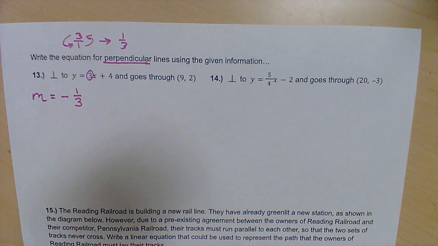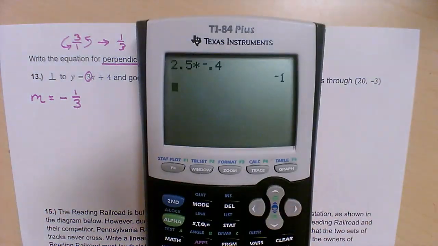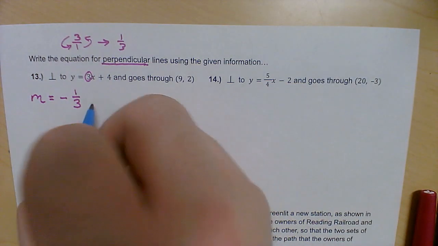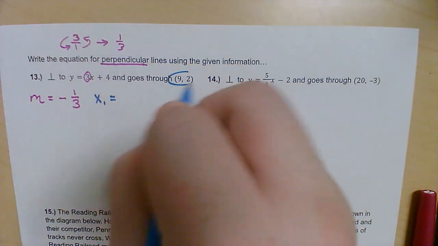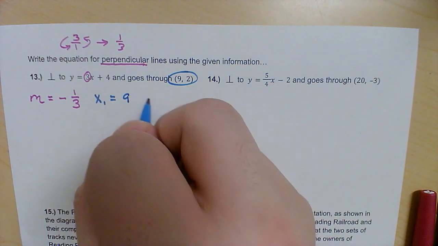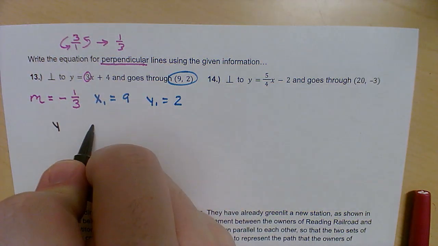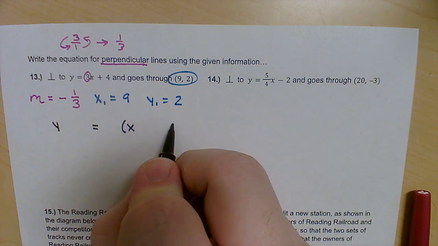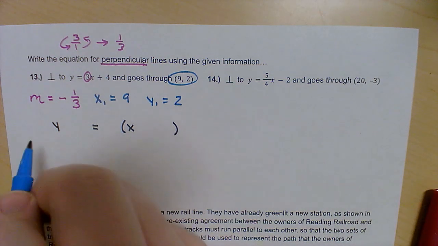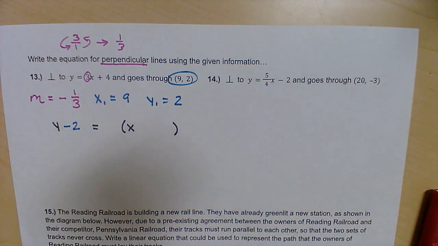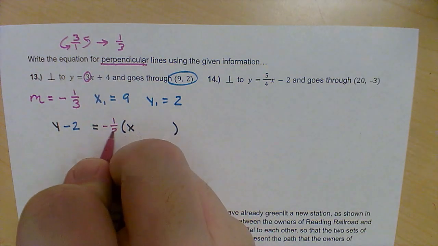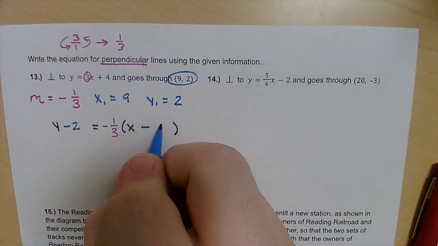Verify that that works if you have to by multiplying the slopes. Negative 1/3 times 3 comes out to that magic negative 1. x1 and y1 just come from this point. So x1 is 9, y1 is 2. So if I go for point slope form, y minus y1 equals m times x minus x1. That should be y minus 2 equals negative 1/3 times x minus 9.